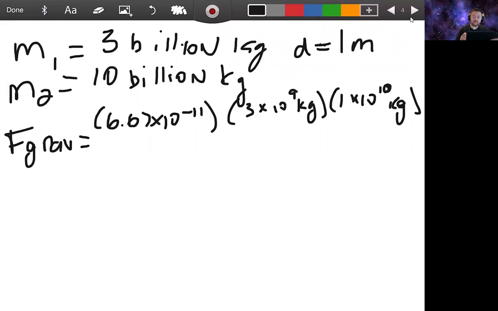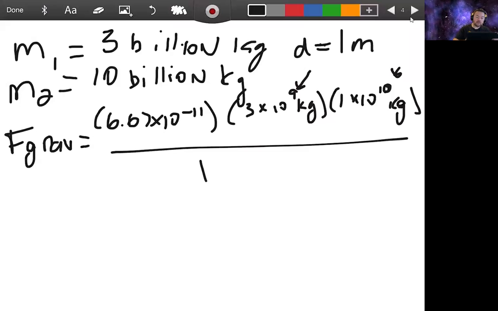Automatically, I can see with this exponent and that exponent, if you follow the law of exponents, when you multiply things, you're going to add those exponents. So already I'm sitting at something that's going to be times 10 to the 19th power times this force over here. All right, so let's see what happens. That's all going to be over 1 squared.